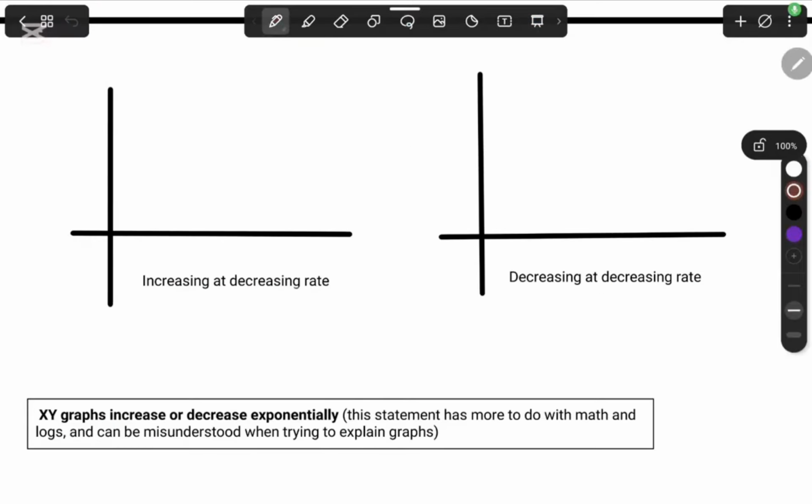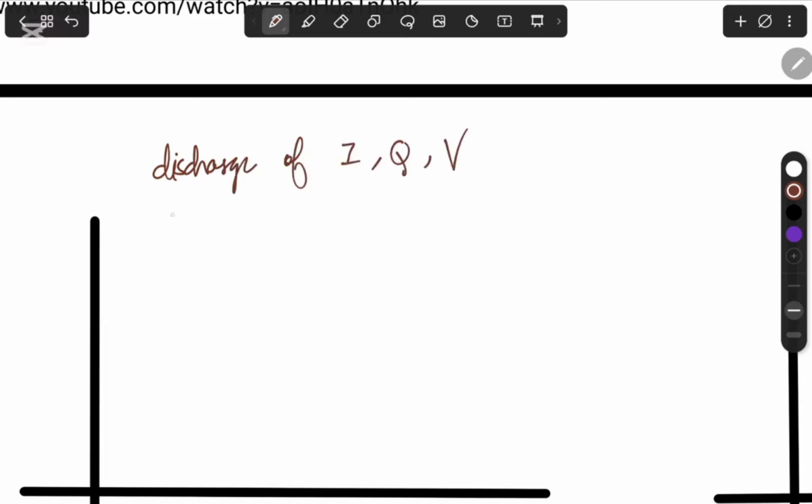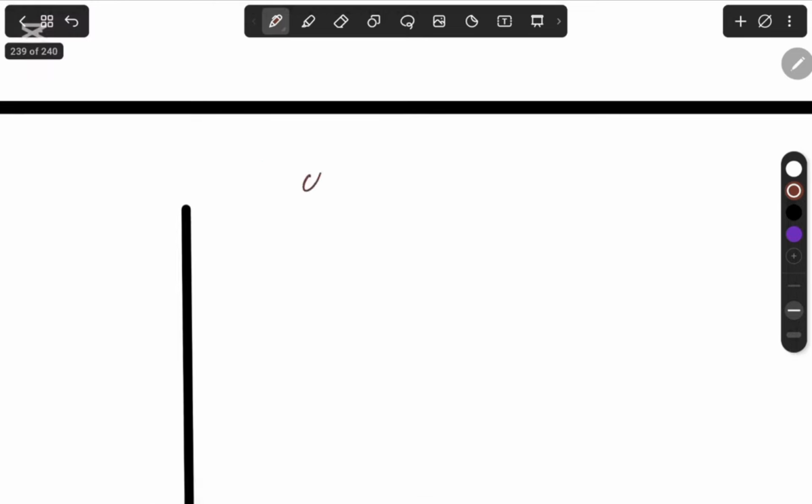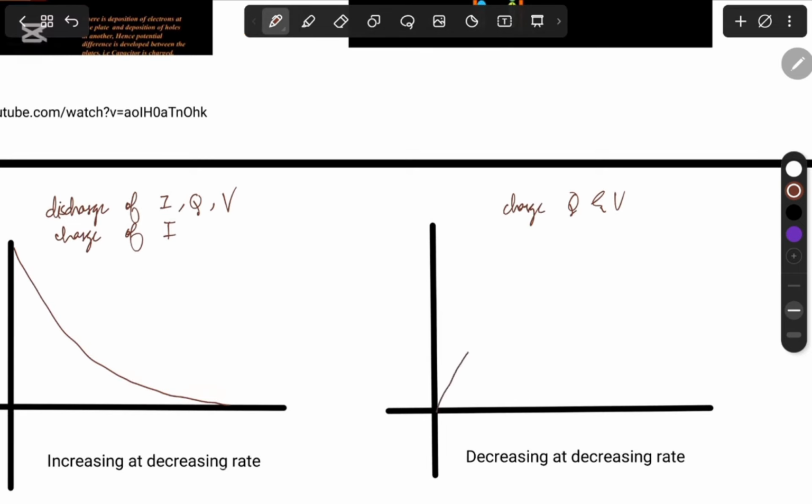So these are the two types of graphs I'm going to draw that you'll come across in your capacitance chapter. You'll have the discharge graph of current, charge, and the potential difference across the capacitor, and the charging graph of the current. They all have the same shape. And then you have the charging graph of the potential difference across the capacitor. So these graphs look like this, and they decrease to 0, and for this graph they increase and then become constant at a specific value. Let's call it x naught.